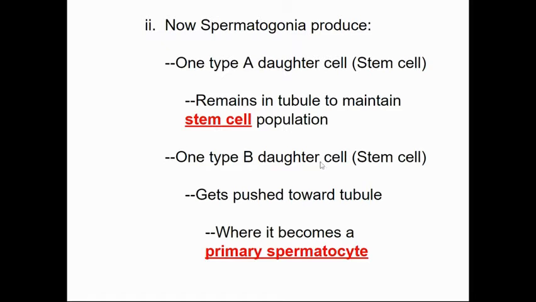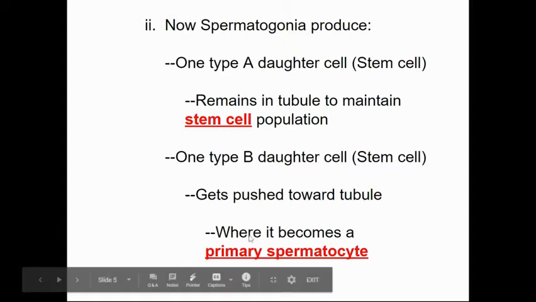Now, what's the other type do? Well, that other type doesn't stay in that region. It starts to move, and as it gets pushed towards the center of the tubule, it begins to specialize and it begins to go through the stages of meiosis and become what's called a primary spermatocyte.